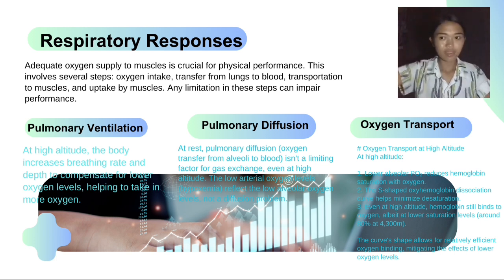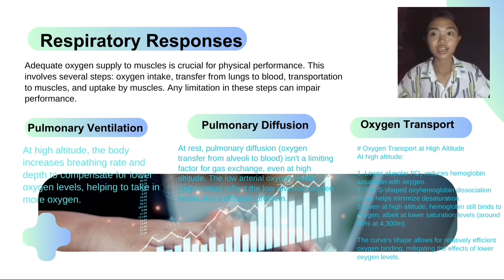Then next is oxygen transport. Oxygen transport at high altitude: first, a lower alveolar PO2 reduces hemoglobin saturation with oxygen. Second is the shape of the oxyhemoglobin dissociation curve, which helps minimize desaturation.